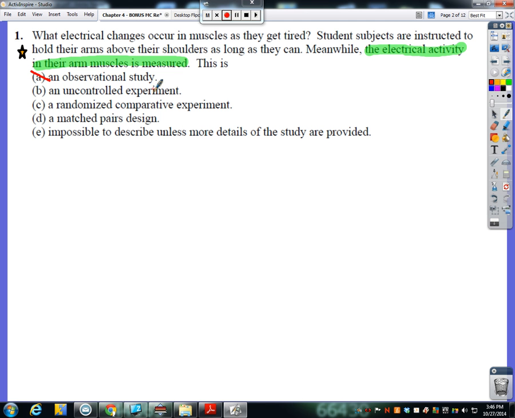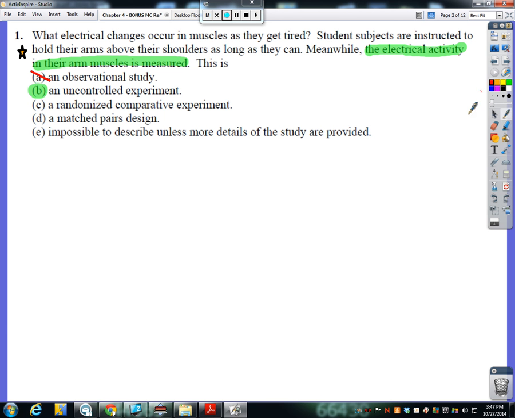Is it an uncontrolled experiment? Well, what would that mean exactly? It would mean that whatever data they gather from their arm muscles, they don't have anything to compare it to. You know, what's normal arm muscle electrical activity, so that we can compare it to the students that actually hold their arms out? Well, that's pretty much what's going on here. There is no control group to compare. Did they say how many students? No, just student subjects. So all of them did this, and they have nothing to compare it to. So this is an uncontrolled experiment.